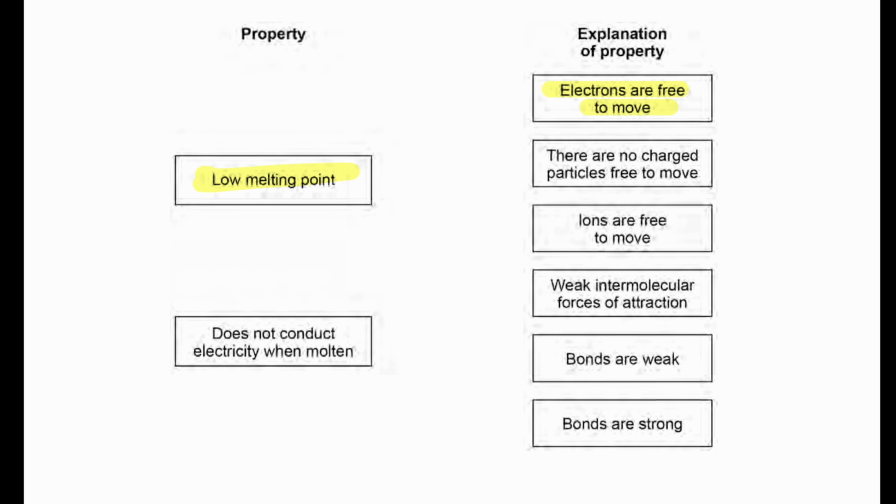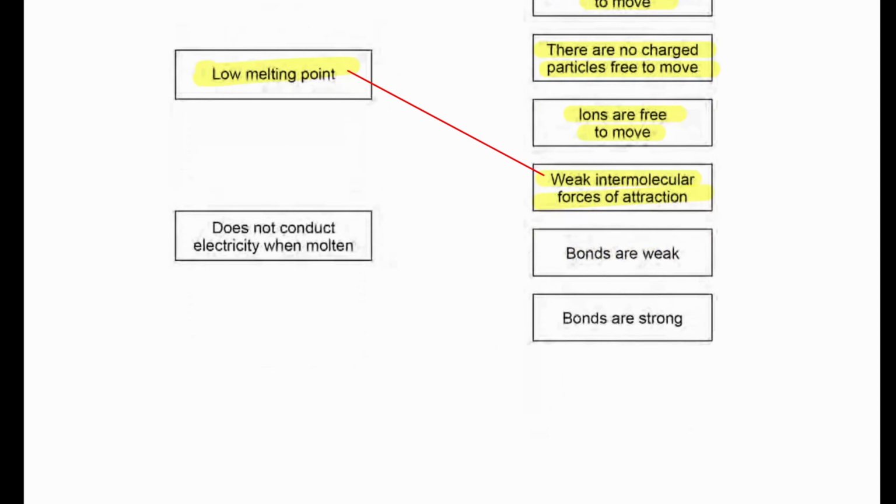Electrons are free to move. So low melting point is not described by electrons being free to move. Low melting point will be related to intermolecular forces. There are no charged particles to move. Ions are free to move. Weak intermolecular forces of attraction. So low melting point is associated with weak intermolecular forces. So this will be the answer.